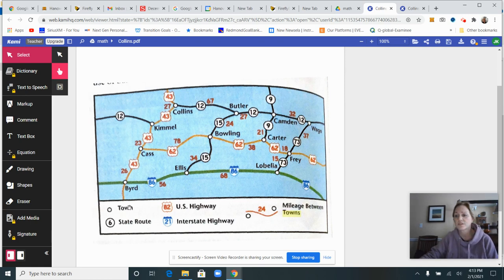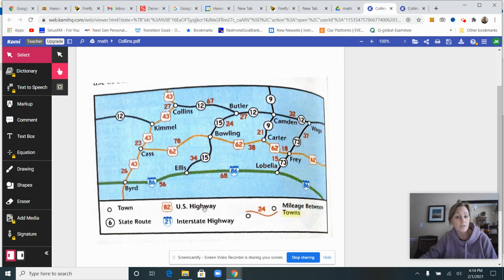Then the different routes that your car can travel on. We have state routes that are represented with the white circles with black. So an example would be State Route 12, State Route 15, travels from Butler to Ellis, then it turns into 12. 12 continues from Butler to Collins. We have State Route 9 and State Route 73.